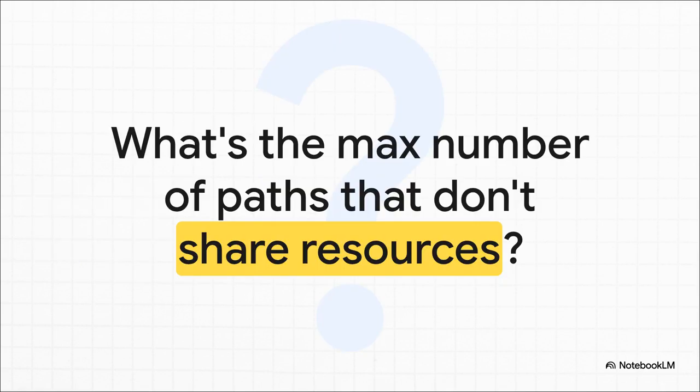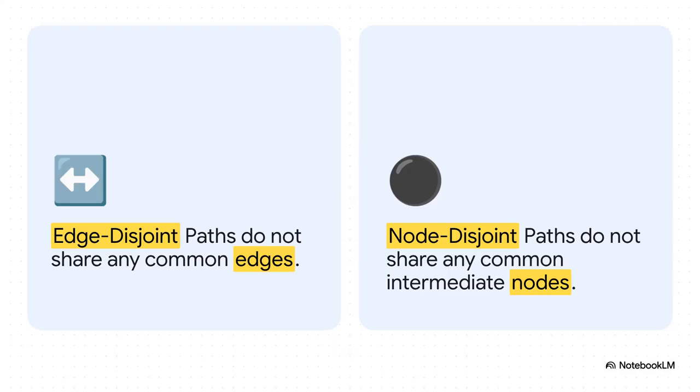Let's take another example. Imagine you're trying to route data packets through a computer network without them interfering with each other. Or maybe you're planning evacuation routes out of a building. You want to find as many paths as possible from point A to point B that are totally independent of each other. Now, we can define this independence in 2 ways. Edge disjoint paths are the simpler kind. They just can't share any of the same roads or connections. Node disjoint paths are even stricter. They can't even share the same intersections or intermediate points.